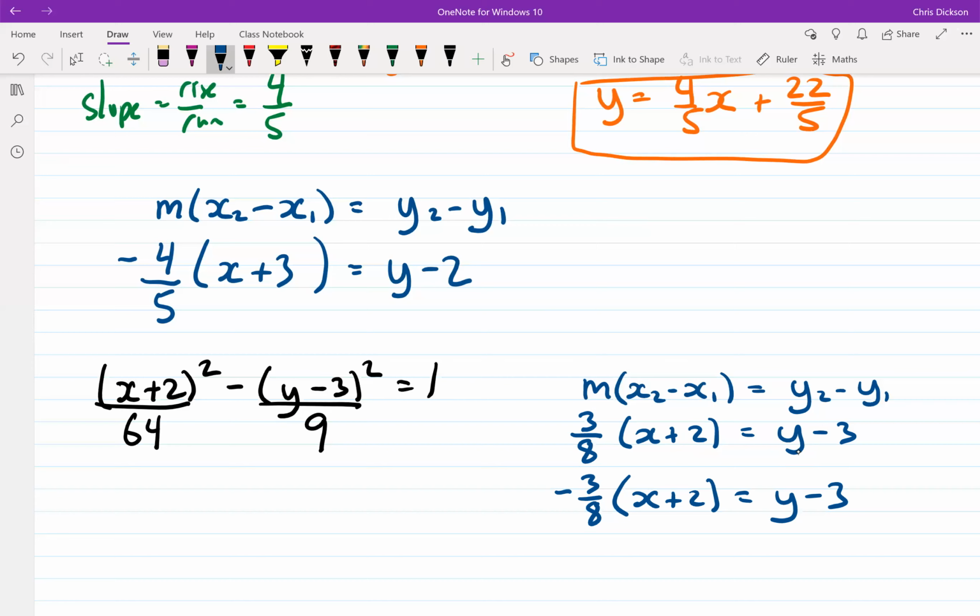So how do you think this would open though? Do you think it'd be left or right? And what do you think the major and minor axis would be? Why don't you guys figure that out? Major and minor axis.